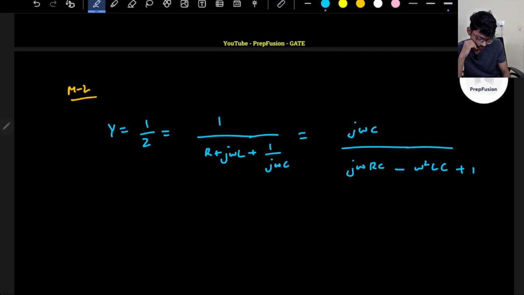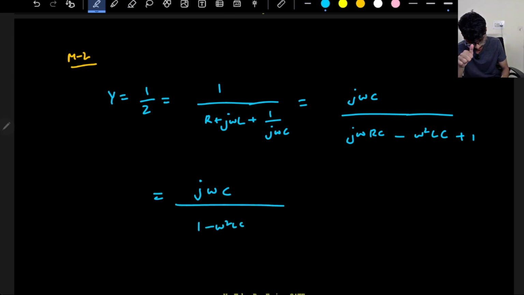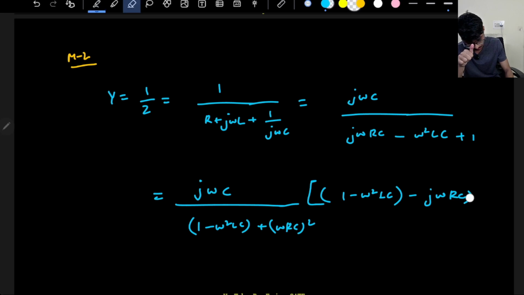Now your calculation will be very complex, so I will show you the calculation basically. If I do the rationalization, this will be 1 minus omega square LC plus omega RC whole square, into 1 minus omega square LC minus j omega RC.